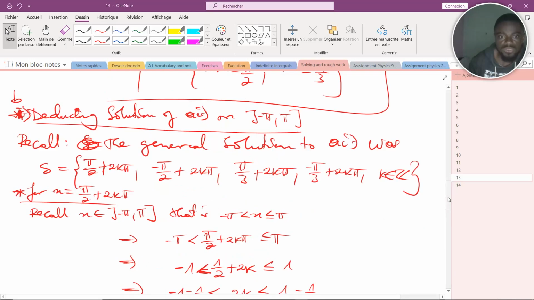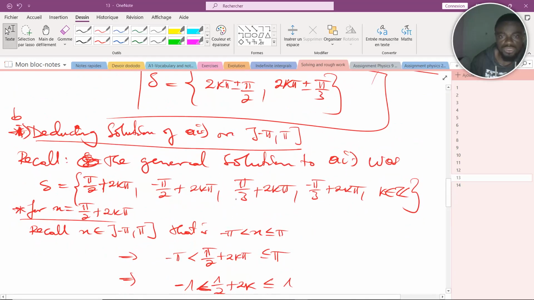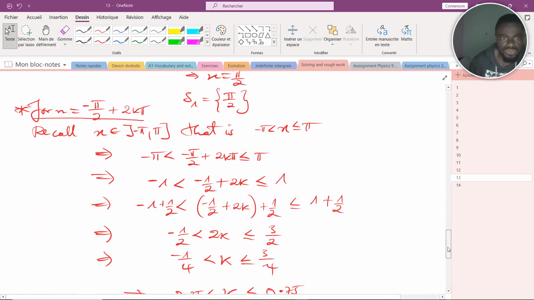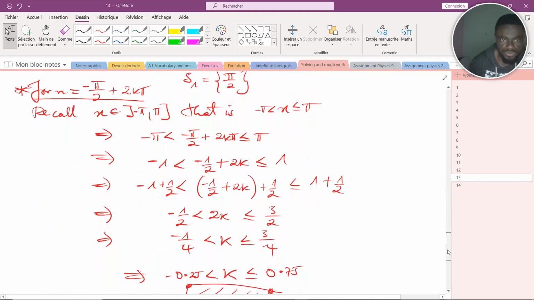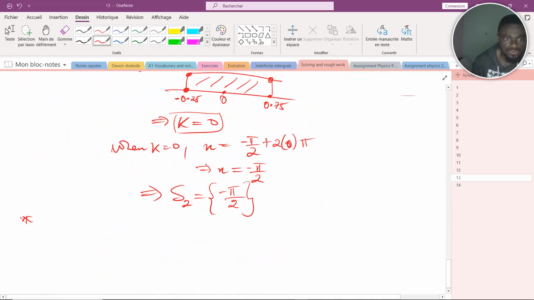Ok, on va faire maintenant la même chose pour ceci. We're going to take this now and do the same thing. So I will have this is pi on 3 plus 2k pi. For x equal to pi on 3 plus 2k pi.